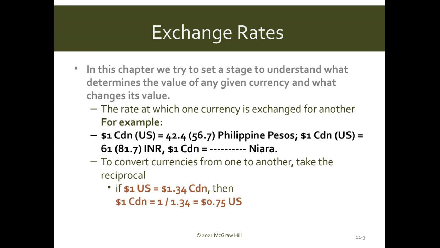Suppose one US dollar equals 1.34 Canadian dollars, and if I want to see how many US dollars I can buy for one Canadian dollar, then I just take the reciprocal. That is, one Canadian dollar equals 1 over 1.34. The reciprocal of 1.34, 1 over 1.34, is 0.75 US dollars. So one Canadian dollar equals 75 US cents. So this is how we convert exchange rate.